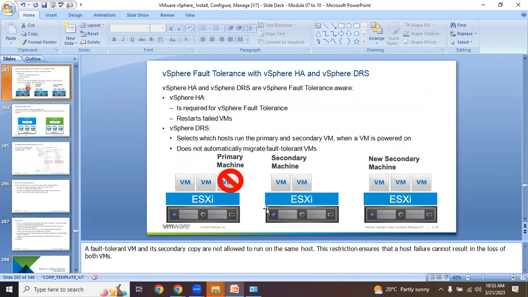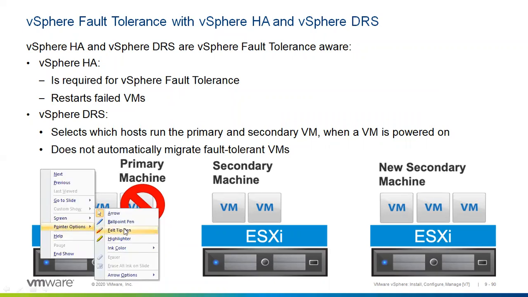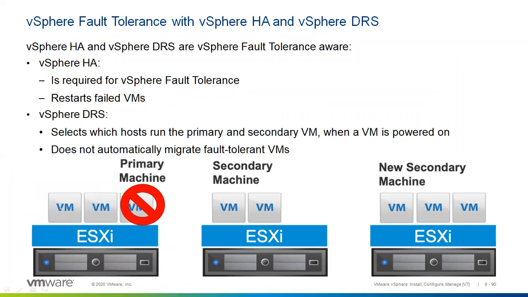But again, in this scenario, assume HA is enabled here. If this host, host 1, fails, how will the failure be handled? In this case, this VM will not restart anywhere. The secondary VM will be powered on.